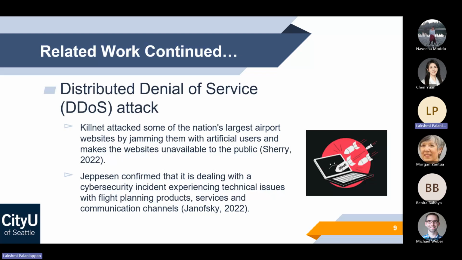Jeppesen, a wholly owned Boeing subsidiary that provides navigation and flight planning tools, confirmed that it is dealing with a cybersecurity incident, experiencing technical issues with processing of current and new notices to air missions, which alert pilots of potential hazards along the flight route.